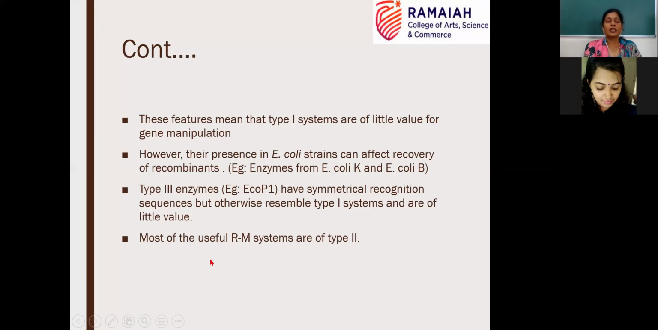Yeah, continuing. That is why wherever it is mentioned that restriction endonucleases, nothing is mentioned about its type, it means that they are type 2 restriction enzymes, because these are the most useful restriction enzymes that can be used during the process of producing recombinant DNA molecule.